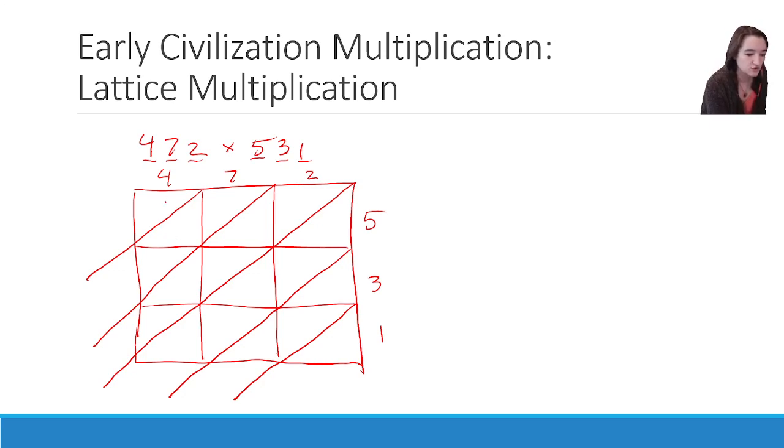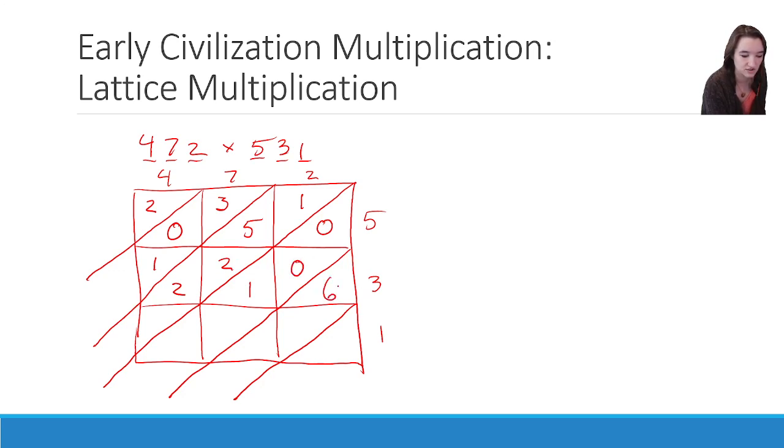So let's start. 4 times 5 is 20. So I would put the 2 here, 0 here. 7 times 5 is 35. One digit in each triangle. 2 times 5 is 10. 4 times 3 is 12. 7 times 3 is 21. 2 times 3 is 0, 6.